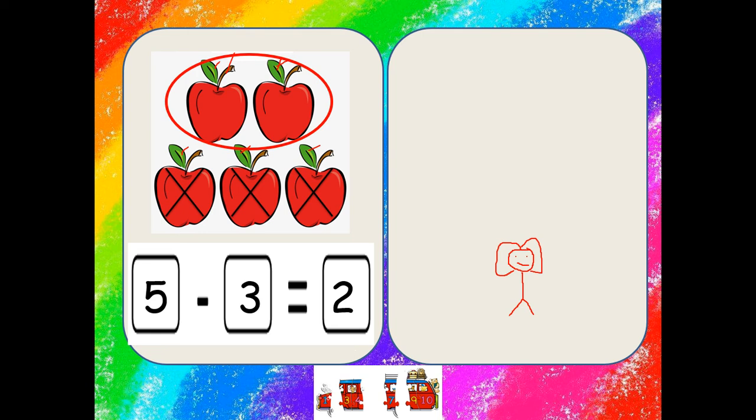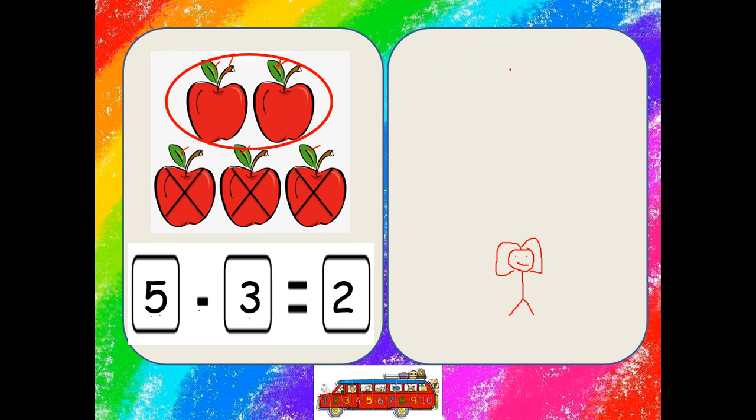Okay, so we have here 5. It means 5 objects all in all, or 5 apples here. 5 minus 3, it means the 3 apples here I take away because I want to give those apples to my friend Dana. So I have here 5 minus 3, it means I take 3 apples and I have only 2 apples left. So you will say 5 minus 3 equals 2.